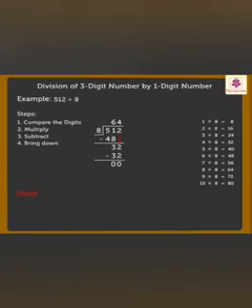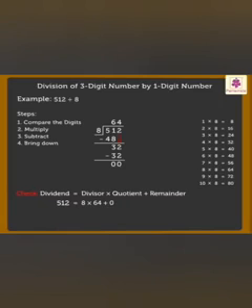Now, it is time to check our calculation using the following relation. Dividend is equal to divisor into quotient plus remainder. 512 is equal to 8 into 64 plus 0. That is 512 plus 0. So, here we get 512 is equal to 512. Hence, our division is correct.